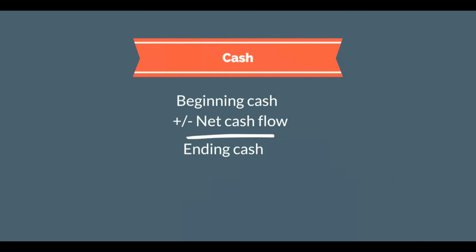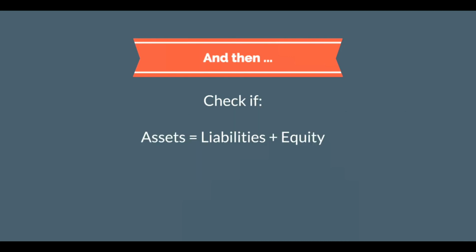The last account that must be forecasted is cash. To forecast cash, we need to build a cash flow statement, and then cash will be equal to beginning cash plus net cash flow observed throughout the year. This is how we can build a complete model. Once you are ready, open the balance sheet and check if assets are equal to liabilities and equity. If that's the case, you've worked correctly.